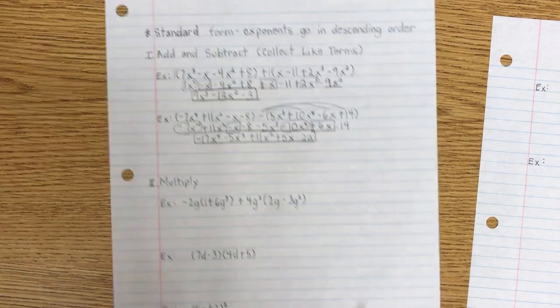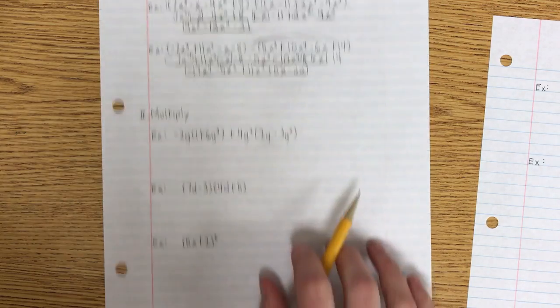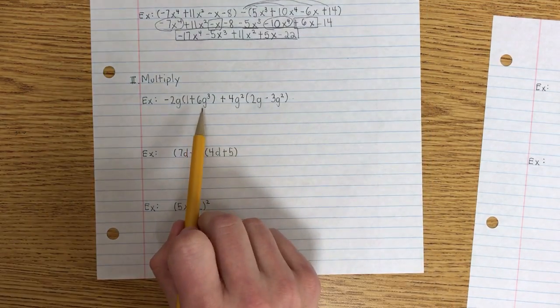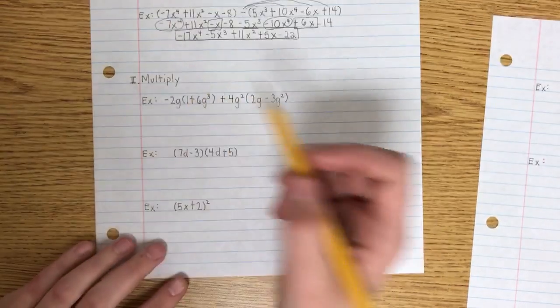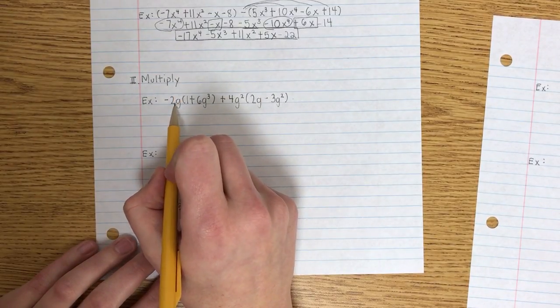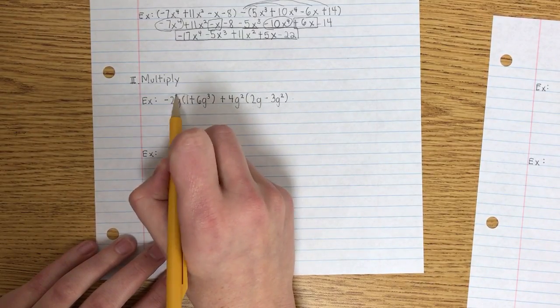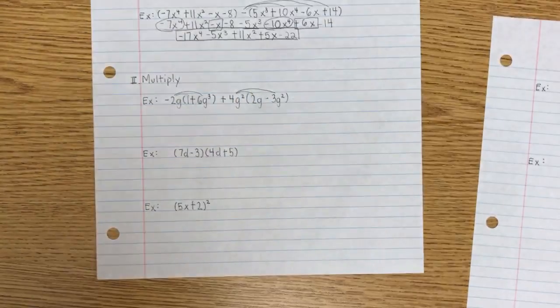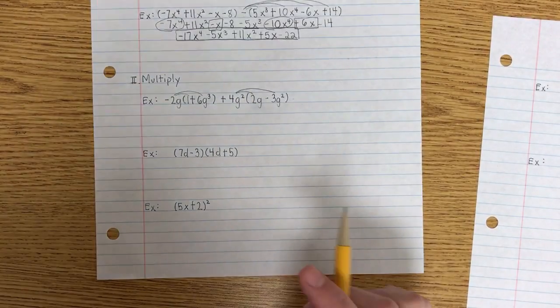Okay, so moving on. That was addition and subtraction. Now let's talk multiplication. So on this problem here, obviously, if there's parentheses with a monomial on the outside, I definitely want to distribute in. PEMDAS says I have to take care of that multiplication before I can start adding and subtracting.